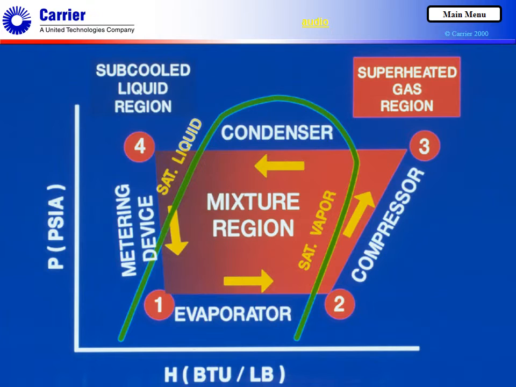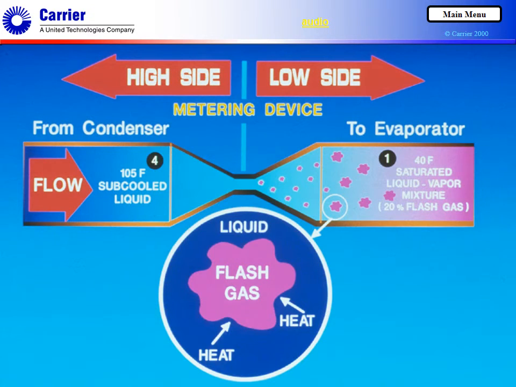The change in saturation temperature of the refrigerant is the result of the pressure drop. The refrigerant changes condition from a subcooled liquid to a saturated liquid-vapor mixture because of the pressure and saturation temperature drop caused by the metering device. The saturation temperature on the high side of the metering device is determined by the condenser pressure, while on the low side, it's determined by the evaporator pressure.